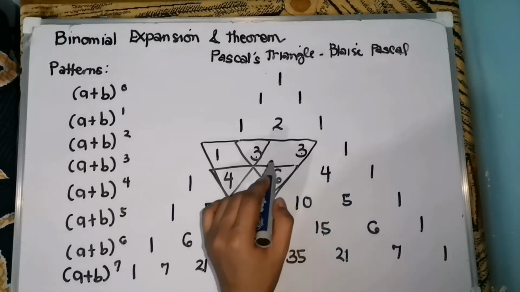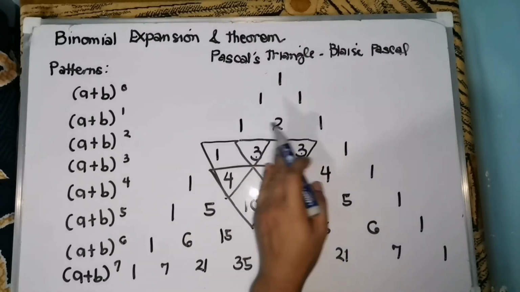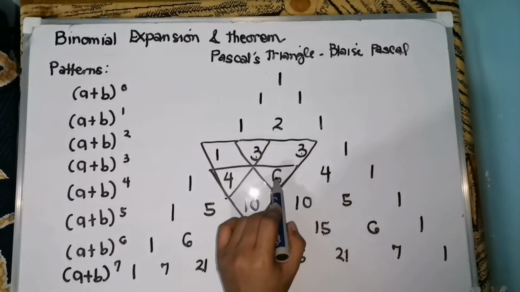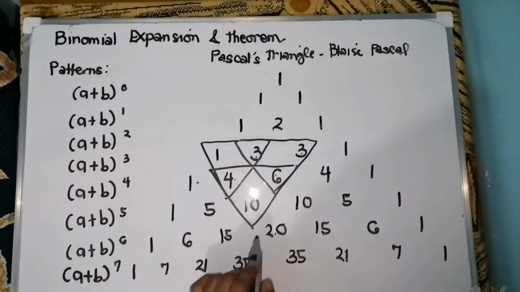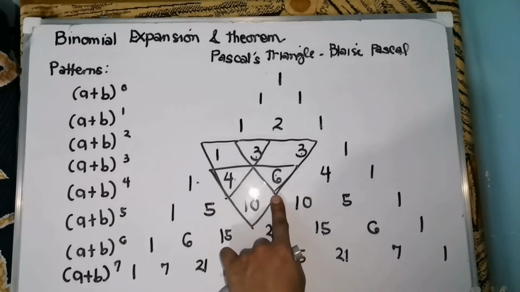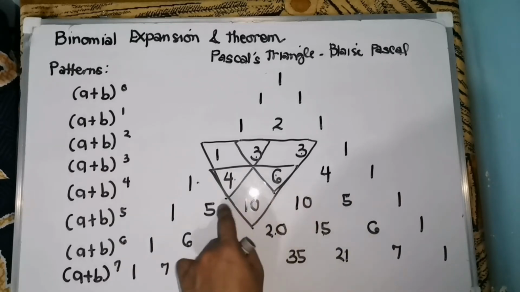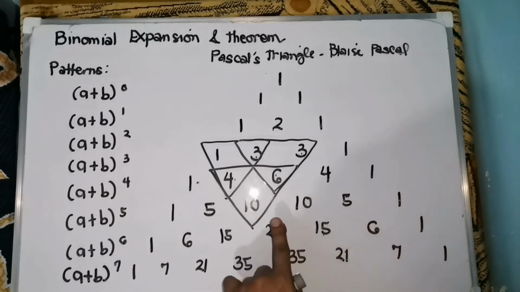At sinasabi doon sa ating pattern ay symmetrical. So, kapag hinati nyo siya sa gitna, halimbawa ito, 3, 3, 1, 1. So, ito yung kanyang gitna. So, you have here 4, 4, 1, 1. So, ito yung kanyang pinakagitna. So, you have here 10, 10, 5, 5, 1, 1. So, ito yung center. 15, 15, 6, 6, 1, 1. So, ito yung pinaka-center, 35, 21, 7, and 1. So, yun yung sinasabi natin sa pattern number 4.